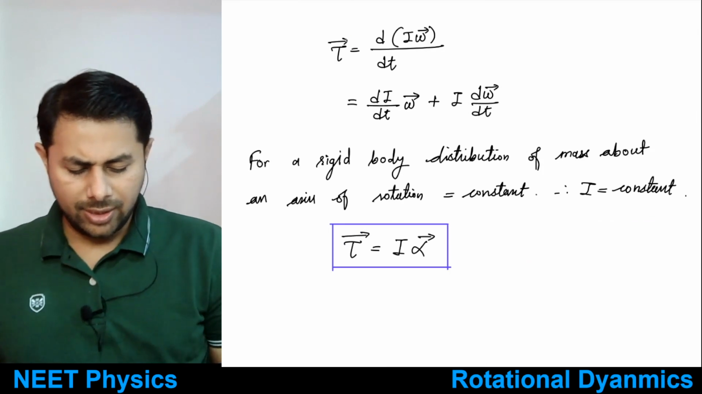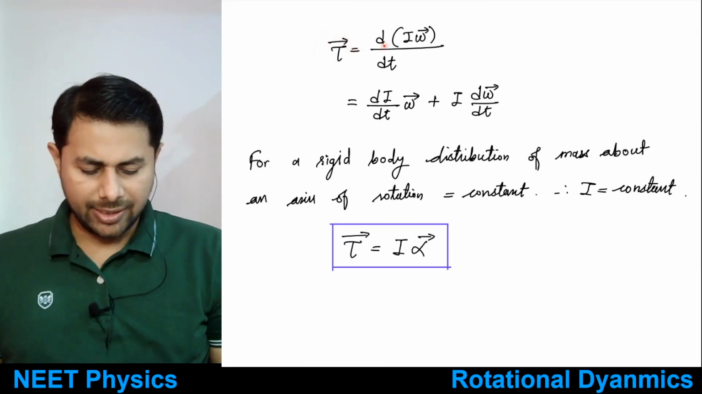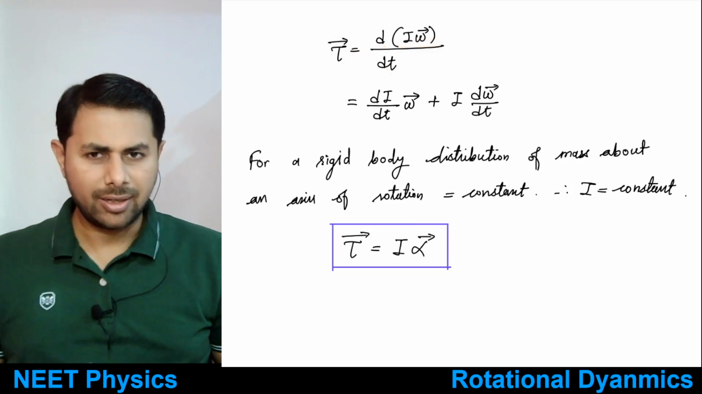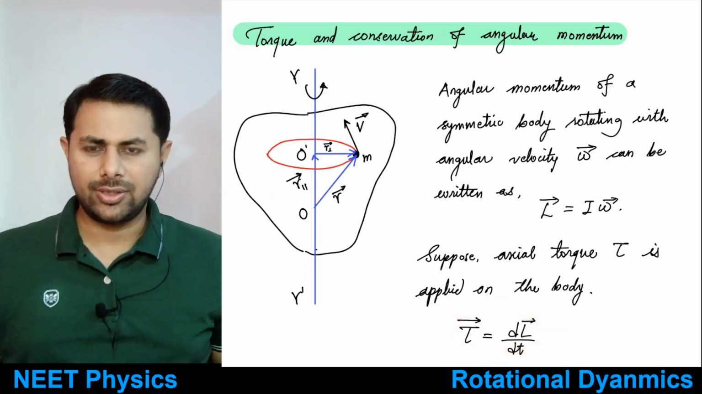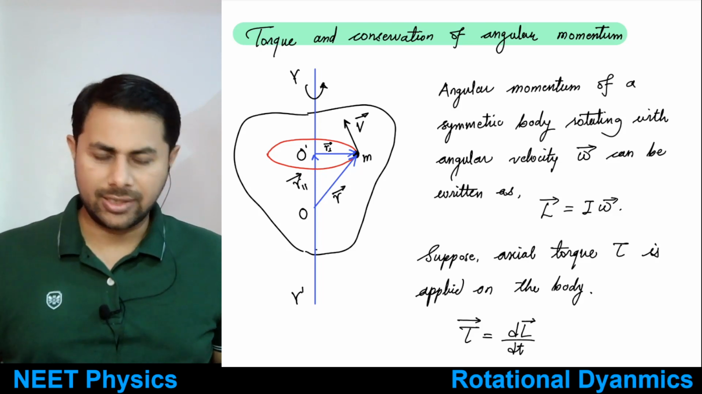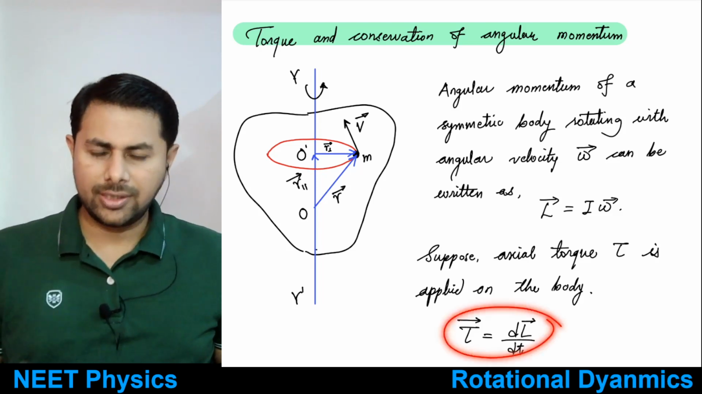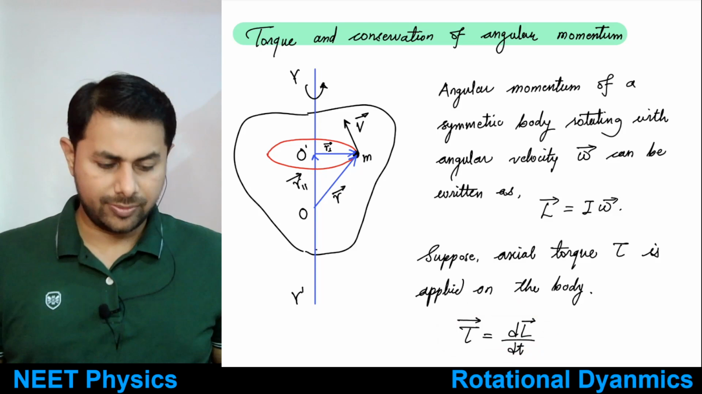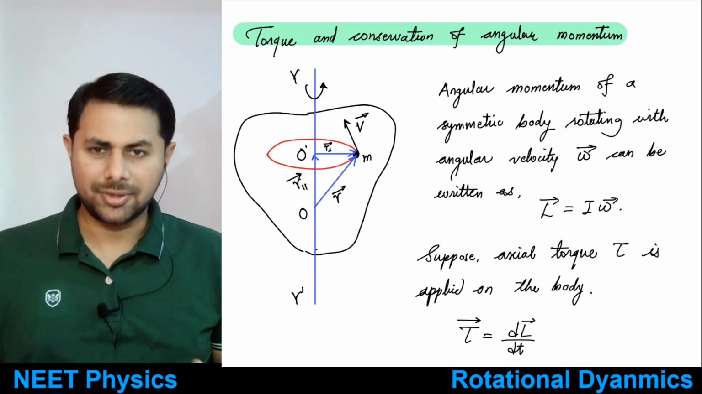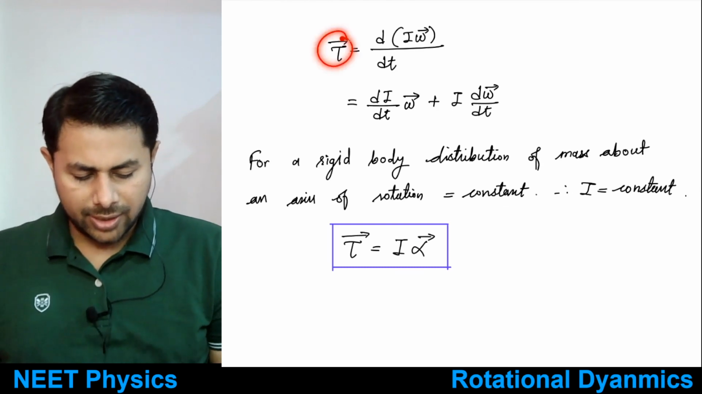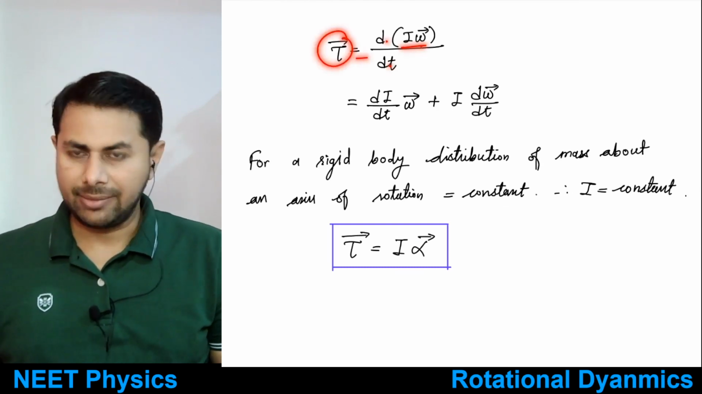So torque can be written as d by dt of I times omega. We saw this in the last-to-last lecture: the torque is equal to the rate of change of angular momentum. If it is true for one particle, it is true for n particles also. So torque is equal to d by dt of I times omega.